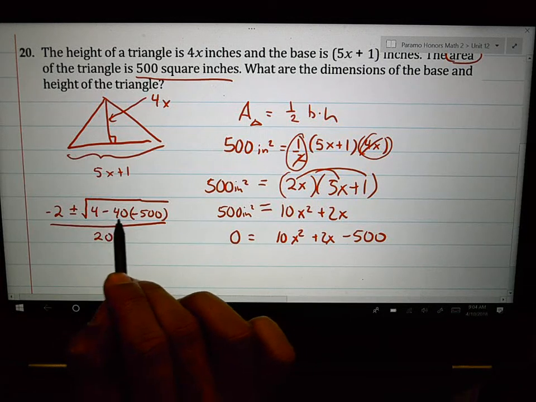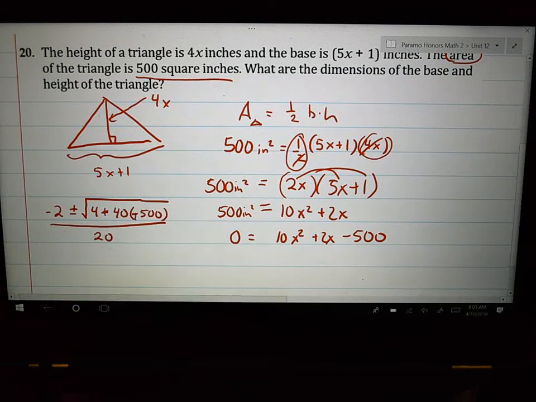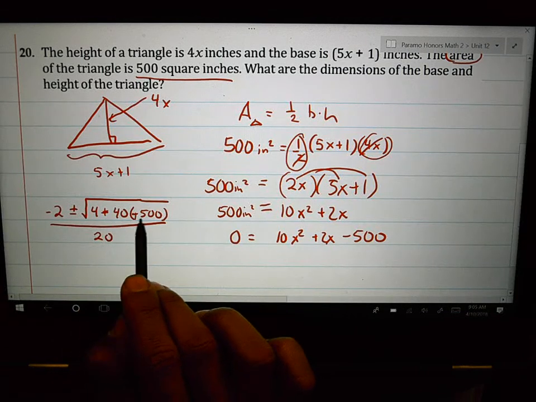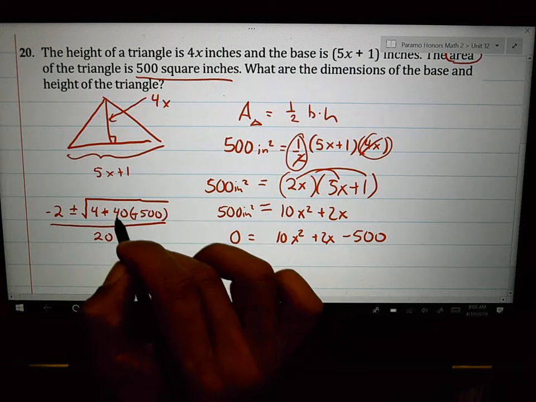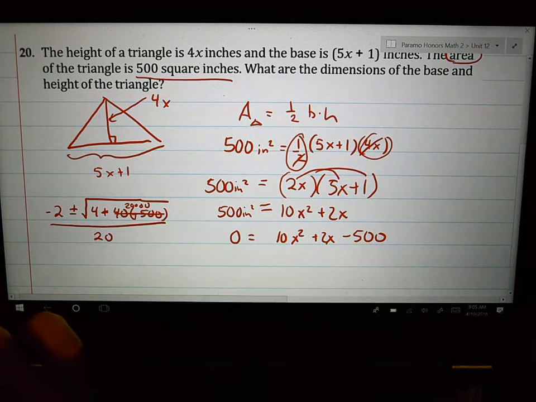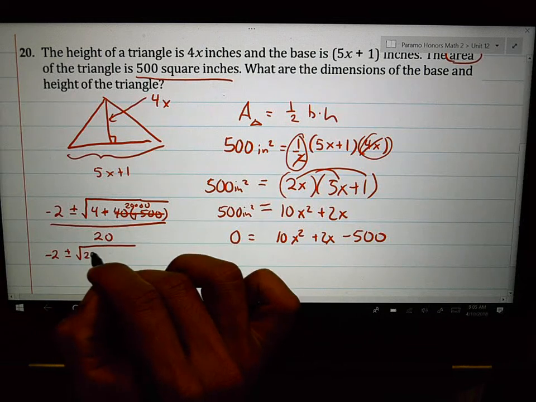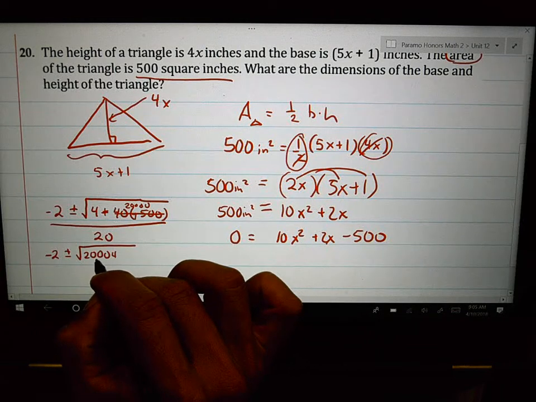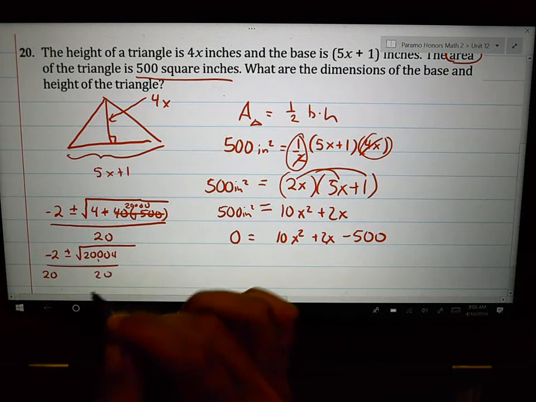I do multiplication first, negative times a negative. A lot of times I will just do that first to get that's a positive. 40 times 500, I believe, is 20,000, which it is. This is 20,000. Plus 4. Plus 4 is 20,004. Negative 2 plus or minus the square root of 20,004 over 20. A lot of times I will split it at this point.